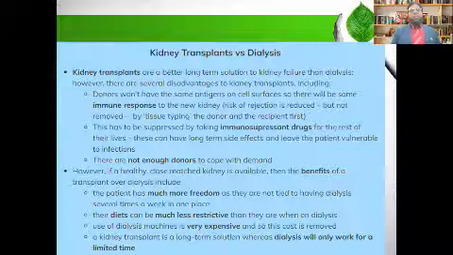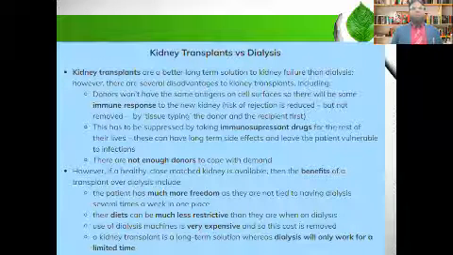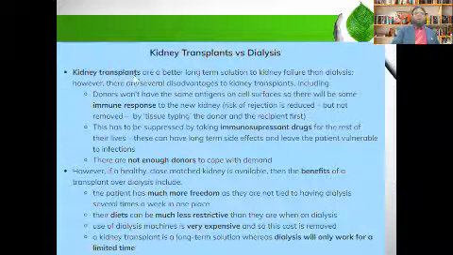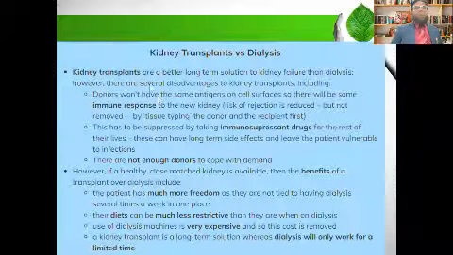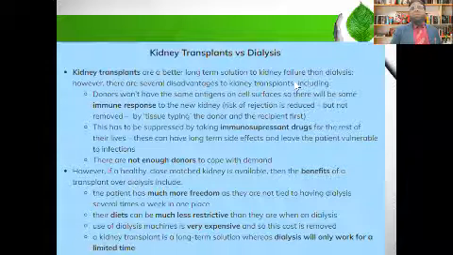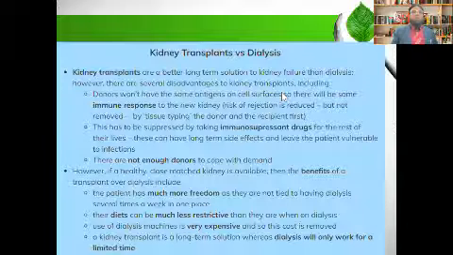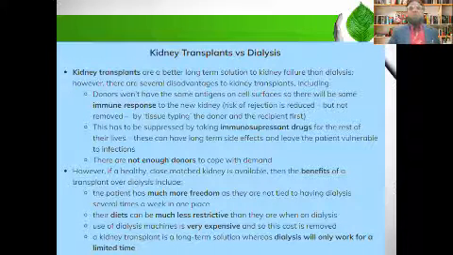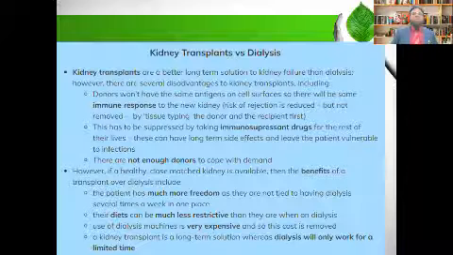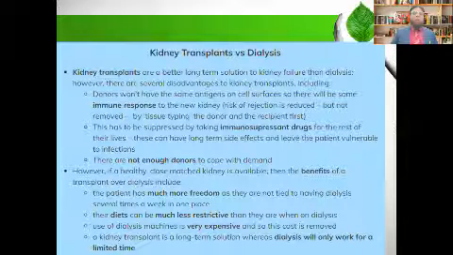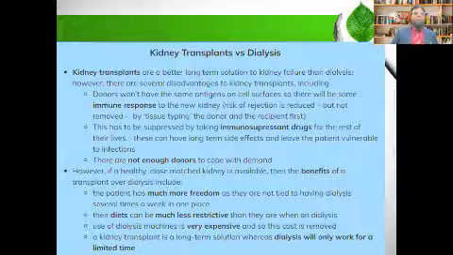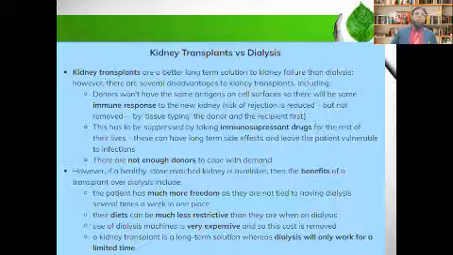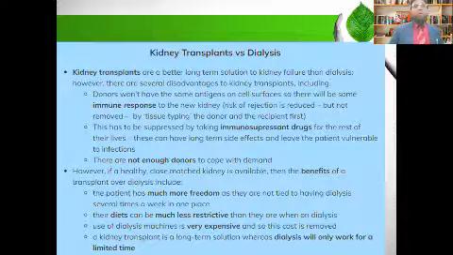Once the matched kidney is obtained, then it is transplanted. See here, kidney transplants are a better long-term solution to kidney failure than dialysis. However, there are several disadvantages of kidney transplant, including that the donor won't have the same antigens on cell surfaces. Sometimes the kidney is transplanted but it is not matched, so it is rejected by our own immune system. So this is a big problem. The kidney should be matched totally with the recipient, so it's not an easy job.